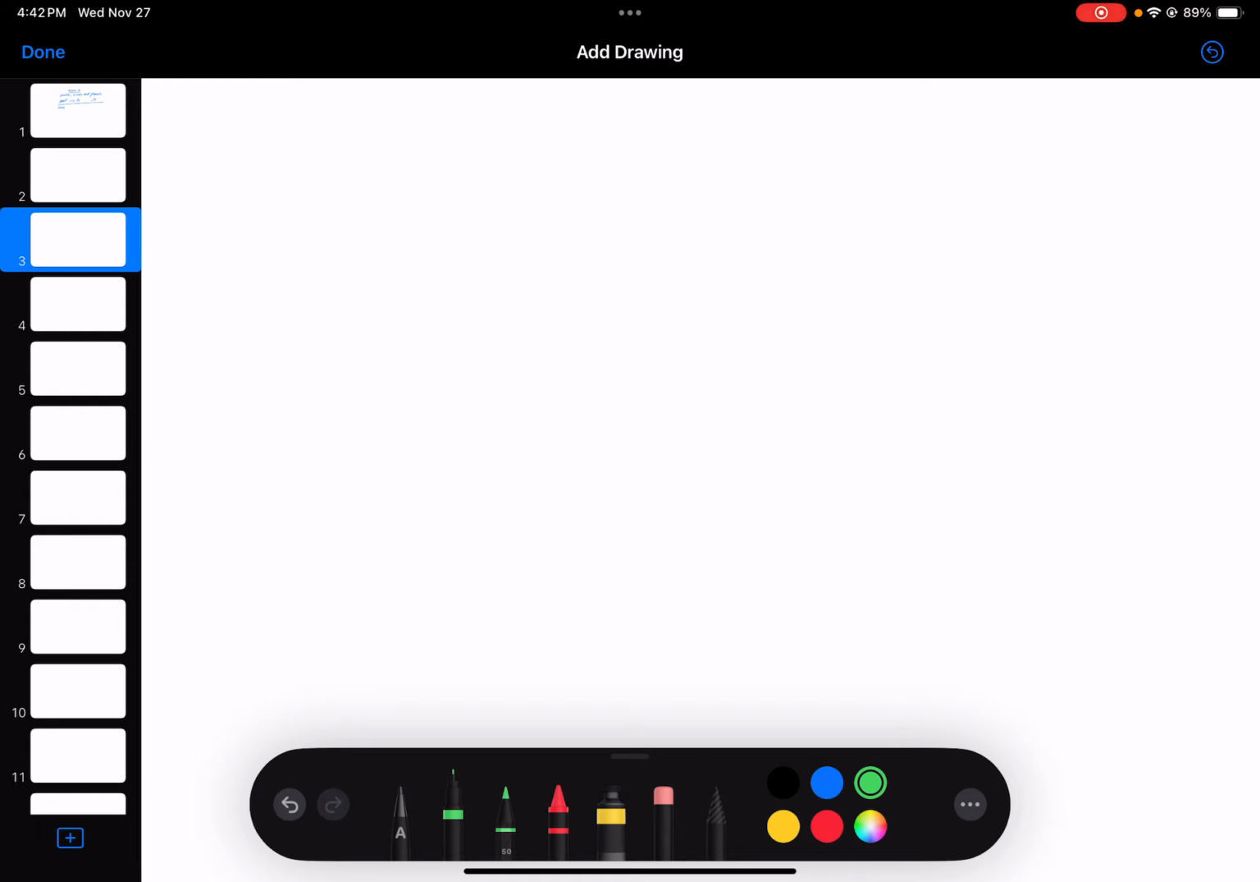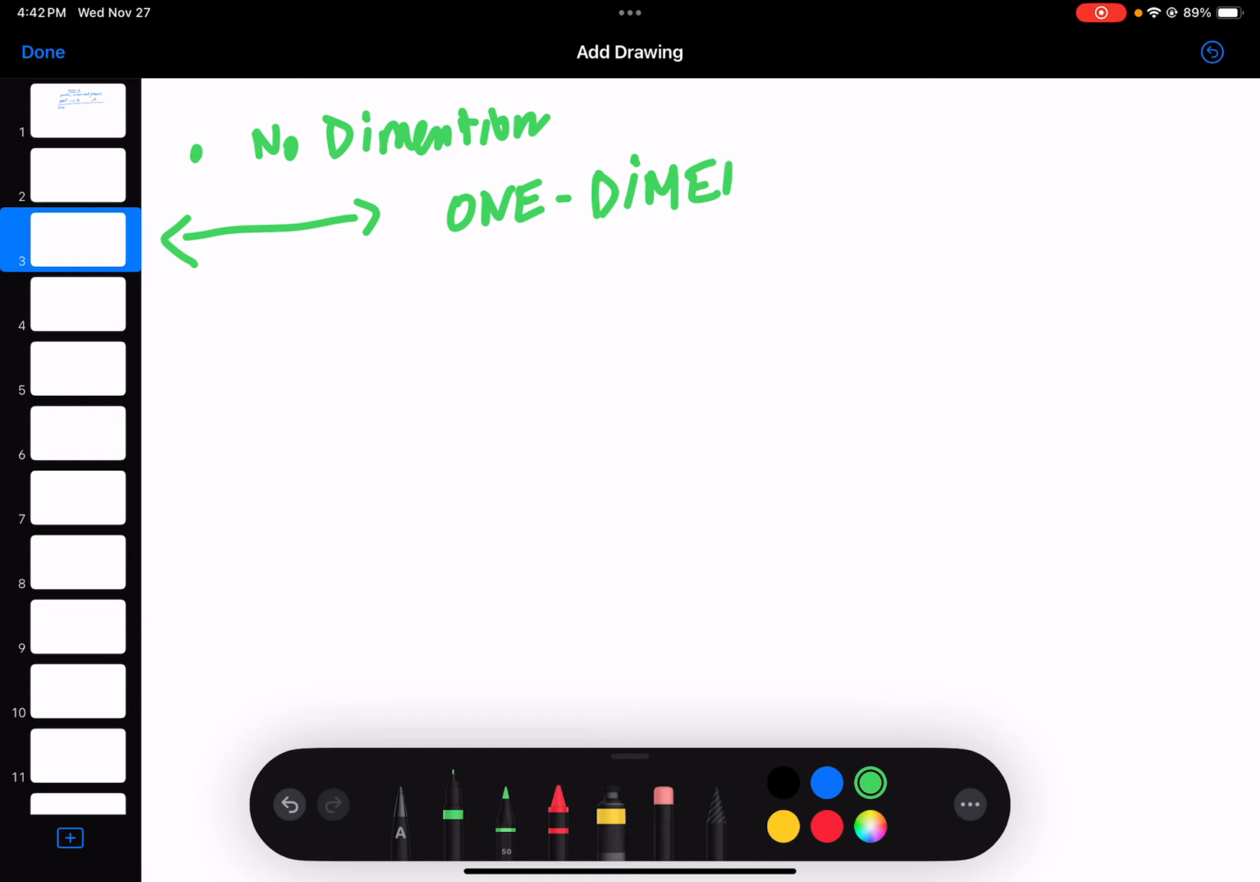So we say that a point has no dimension. We say that a line is one dimension. It has one dimension, or is one dimensional, right? And it extends infinitely in opposite directions.